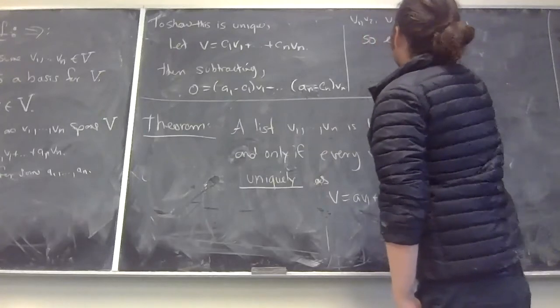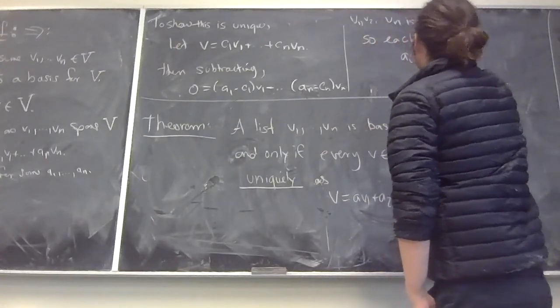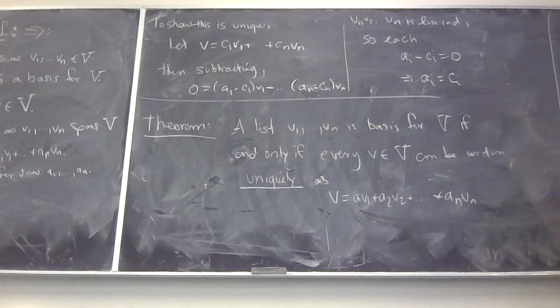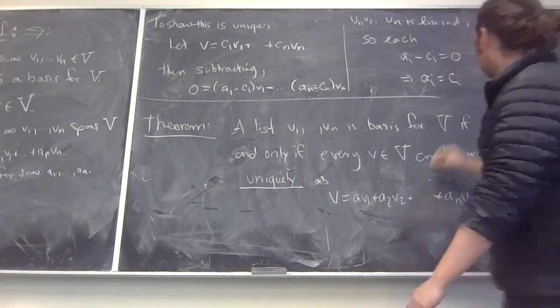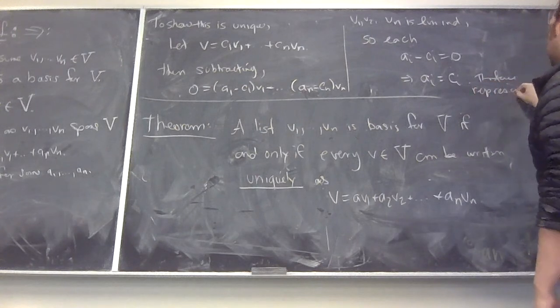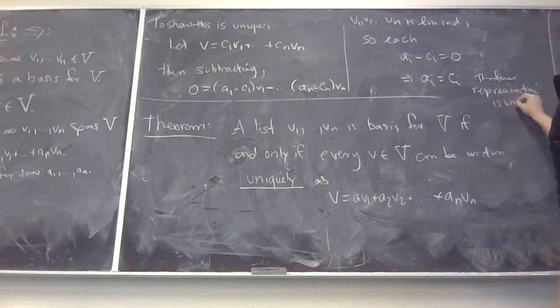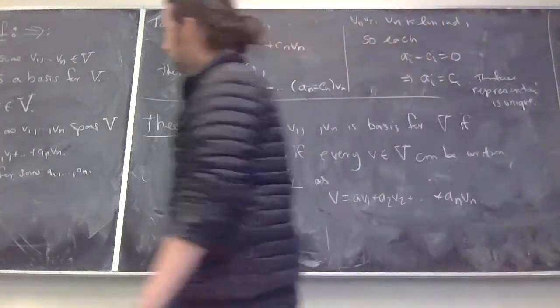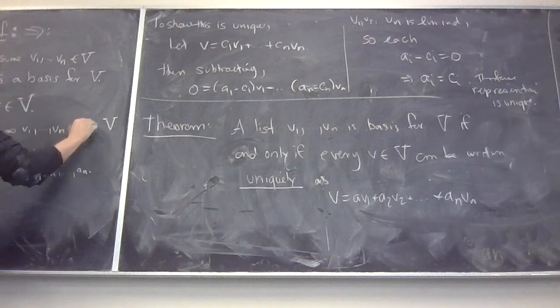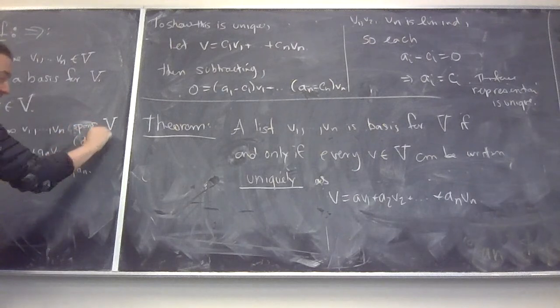So each ai minus ci must be equal to 0, which implies that ai is equal to ci. And so the representations were the same representation. Therefore, the representation is unique. When I say representation, I mean just the linear combination. Okay, now we've seen that argument a bunch of times. How do we go the other way? As v1 through vn spans V, and if you want to justify that, you write definition of basis.